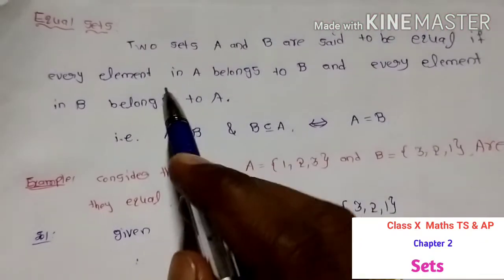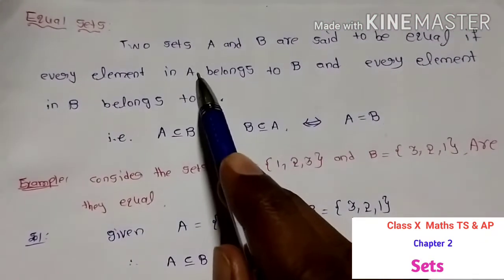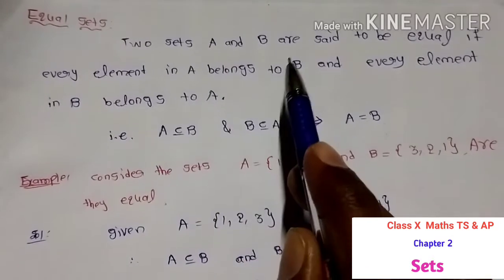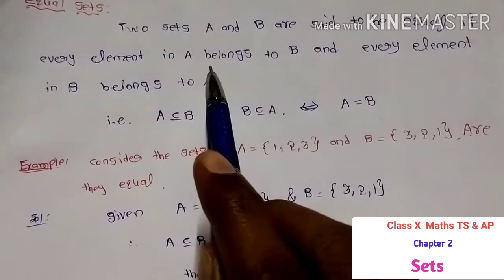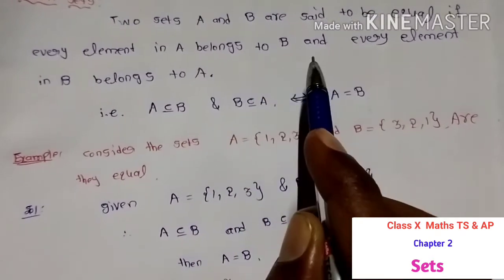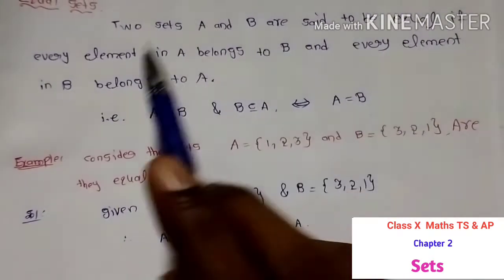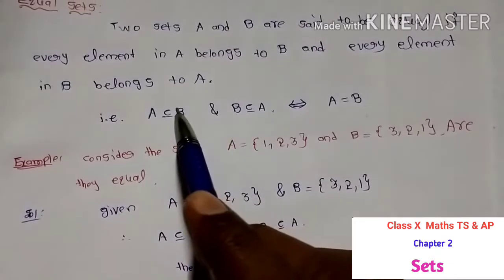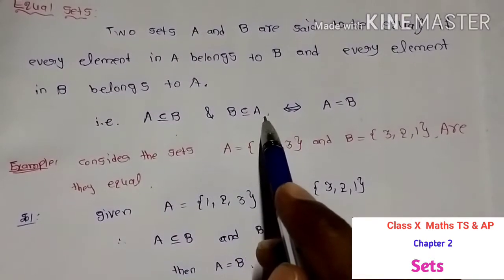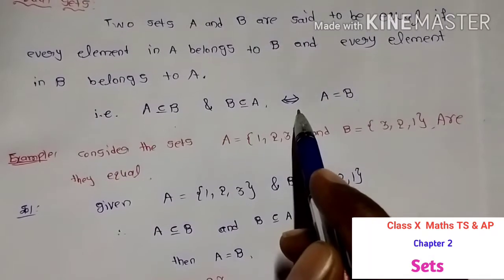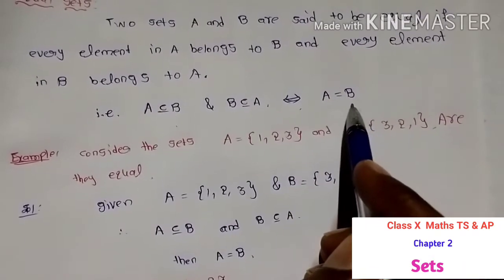Now you can see here equal sets. Equal sets means two sets A and B are said to be equal if every element in A belongs to B and every element in B belongs to A. That means A is a subset of or equal to B and B is a subset of or equal to A, if and only if A is equal to B.